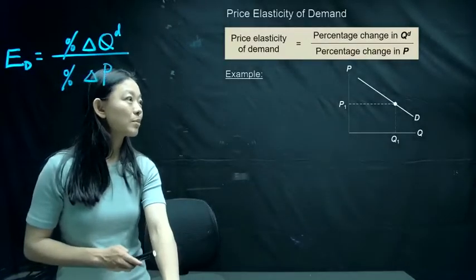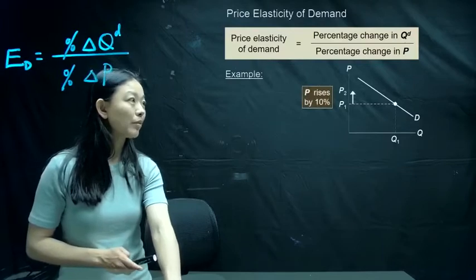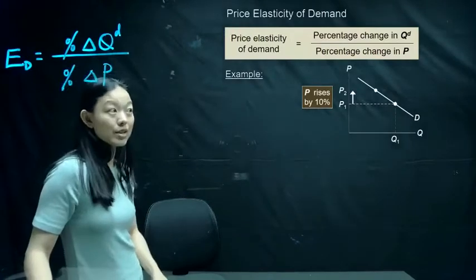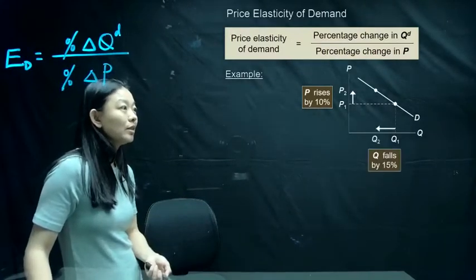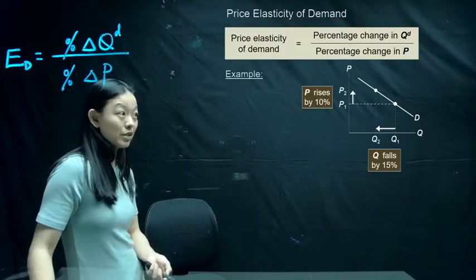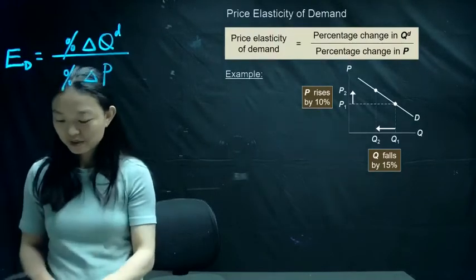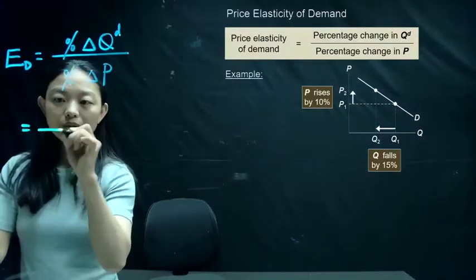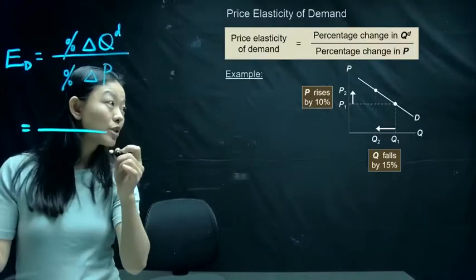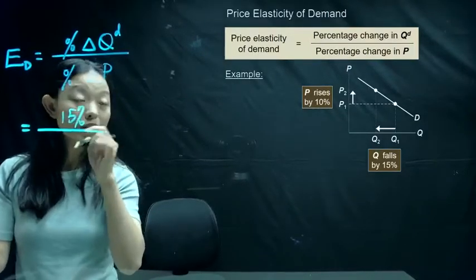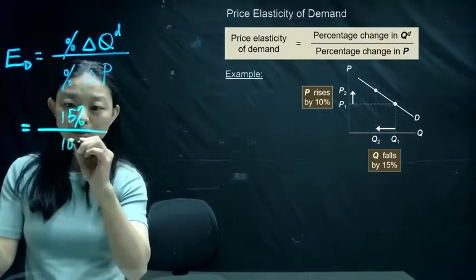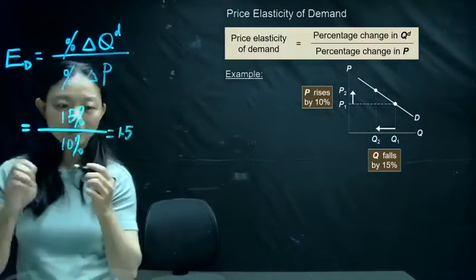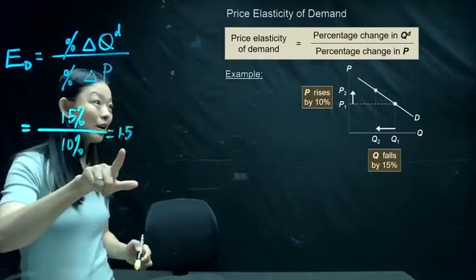Now let's look at another example of price elasticity of demand. You can see from this example, the price increased by 10%. However, the quantity demand decreased by 15%. Then what is the price elasticity? Can you compute it? We know that the quantity demand decreased by 15%, so just put 15% here, and the price increased by 10%. We will just ignore the signs, so it will equal 1.5. Then you can see the price elasticity now equals 1.5.